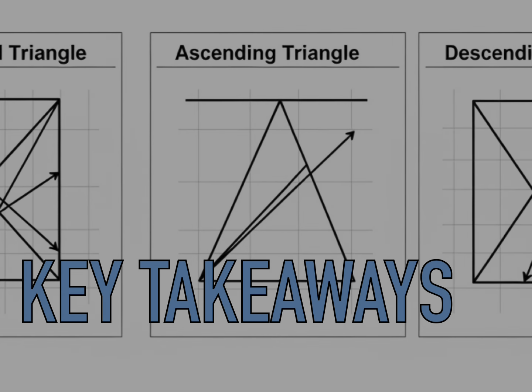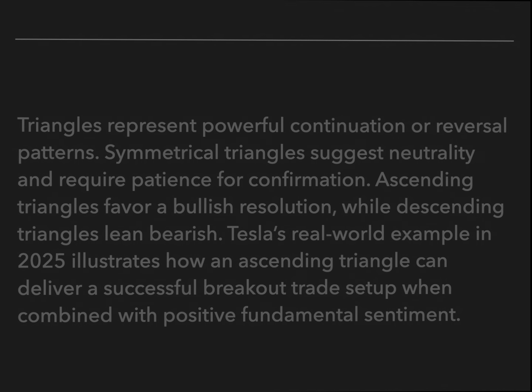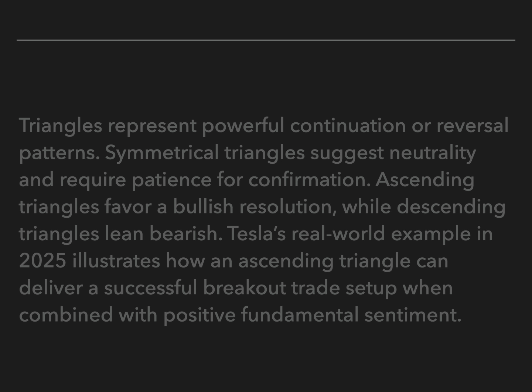Key takeaways. Triangles represent powerful continuation or reversal patterns. Symmetrical triangles suggest neutrality and require patience for confirmation. Ascending triangles favor bullish resolution, while descending triangles lean bearish. Tesla's real-world example in 2025 illustrates how an ascending triangle can deliver a successful breakout trade setup when combined with positive fundamental sentiment.